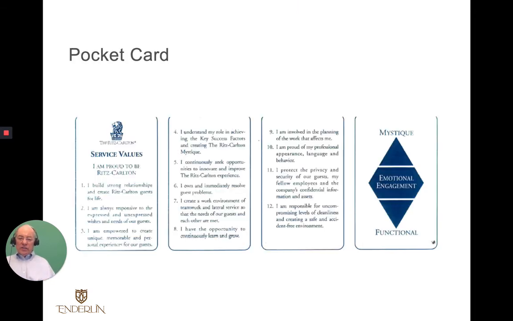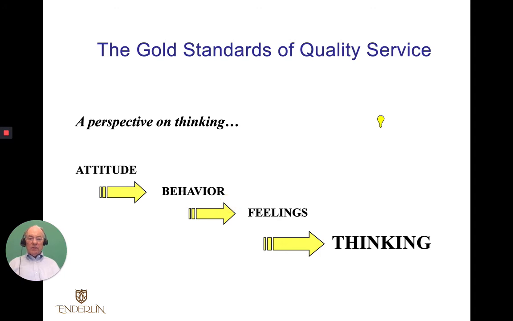And each employee is given a pocket card. Today it's probably on your mobile, but they have a pocket card that has their service values. It has all 12 of those values. It has their overall aspect of what they expect, so that you can always go back and refer to that, and every employee keeps that on their person. In their gold standards, it's about positive perspective of thinking. It's about their attitude, their behavior, their feelings, and their thinking. How do they deal with the standards and how do they deliver them to the guests? Thinking they're ladies and gentlemen serving ladies and gentlemen.